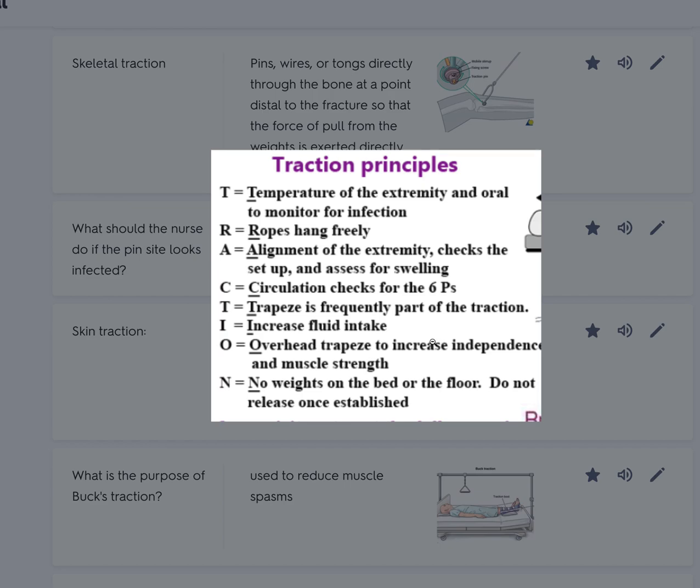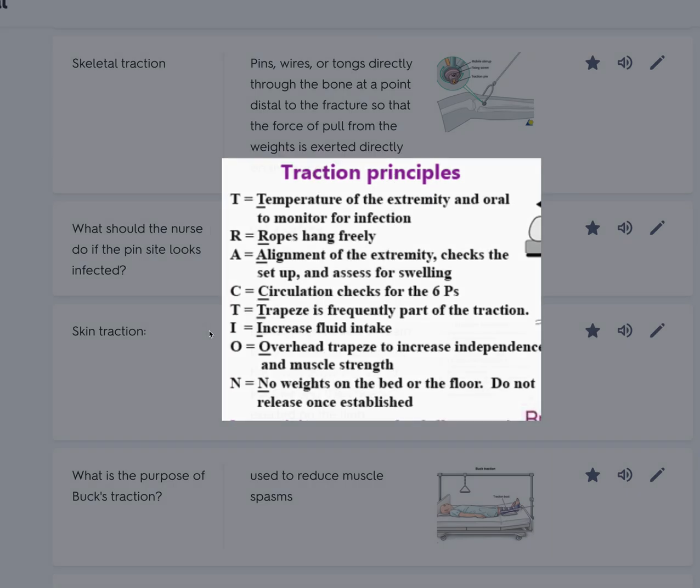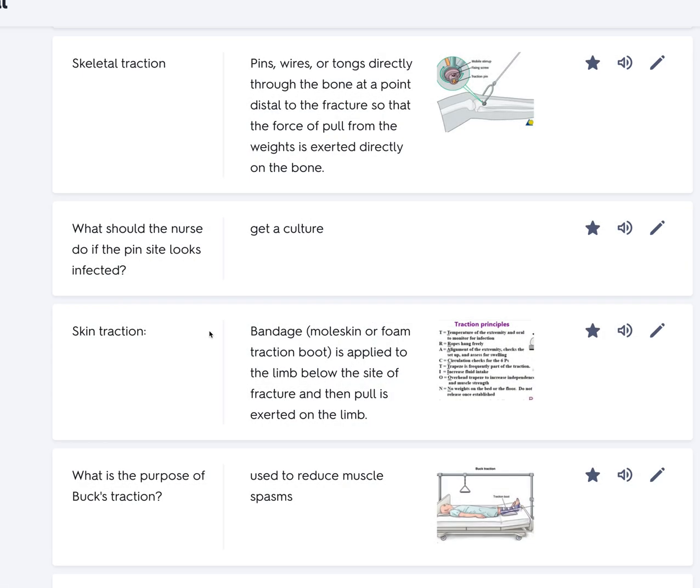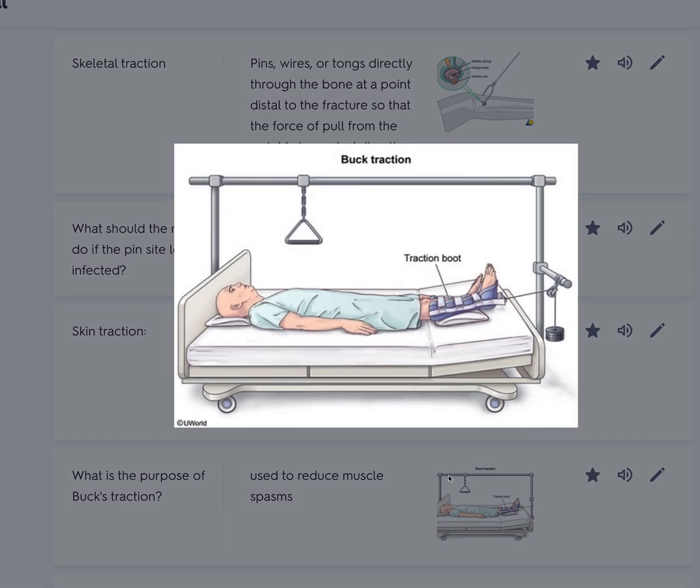In other words, the tech or whoever does the traction is going to apply it. After they apply that, you don't move the weights. You want the weights to hang freely, not resting on the bed, not resting on a table. You want these to hang freely.